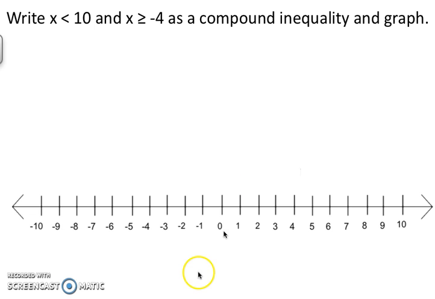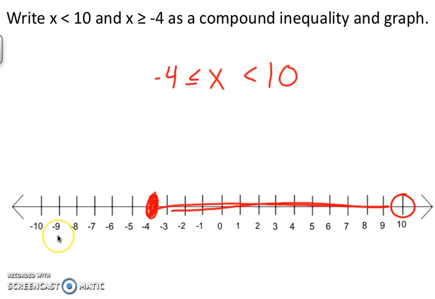Why don't you try this one on your own? Press pause and try to write it without the word "and," then graph it as well. Press pause. Here is what I got when you write it all smushed together. Notice I had to start with my larger number, and since 10 was bigger, it's on the right. -4 I put on the left. My inequality sign was opening up to the 10, which is still true, and my other sign was opening up to the x.